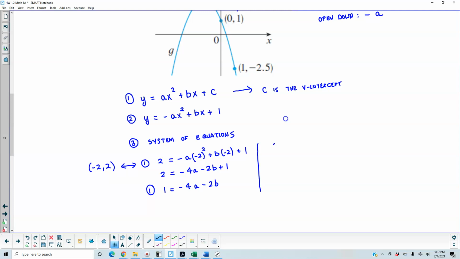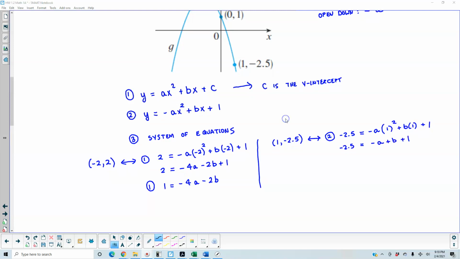Now, if we look at the other ordered pair, which is 1 and negative 2.5, then we're going to plug that in and create a second equation. So looking at the equation up at the top, we know that y is going to be negative 2.5, and that's going to equal negative a times the value of x, which is 1, squared, plus b times 1 plus 1. So we get negative 2.5 equals negative a plus b plus 1. And if we subtract 1 from both sides, we get negative 3.5 equals negative a plus b, and therefore that is equation number 2.